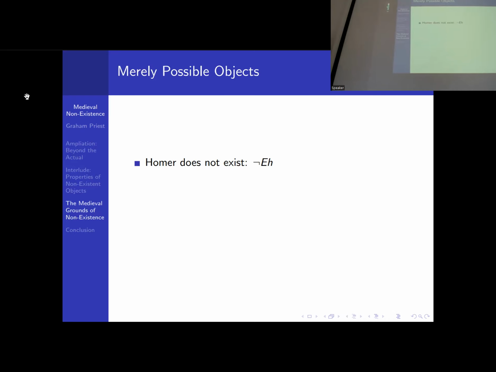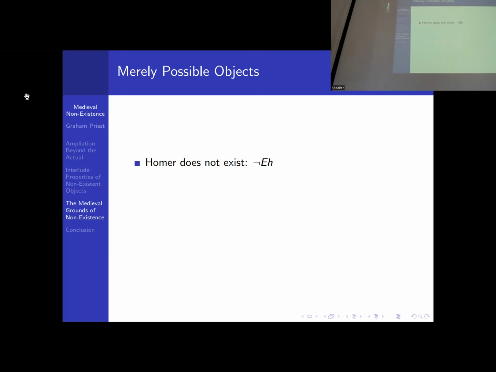So if you run that line, then you can sort of get out of this particular argument for non-existence appealing to merely possible objects. But there are more complicated examples where you can't do this.